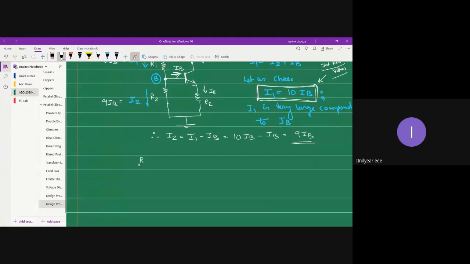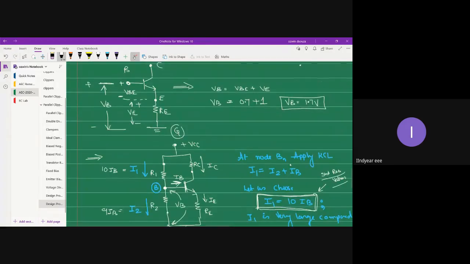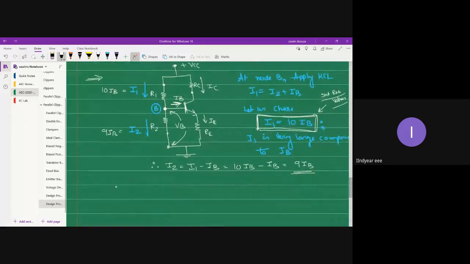This is VB, the base to ground voltage, and we got VB as 1.7 volt. VB is equal to current into resistance. So what resistance? R2 resistance. And what current? I2 current. That implies resistance R2 is VB divided by I2, or 1.7 divided by I2. What is I2? I2 is 9 times IB.